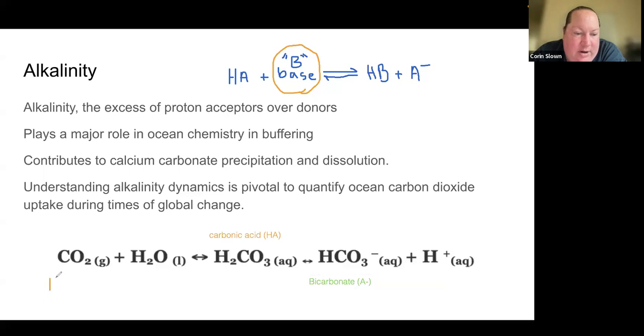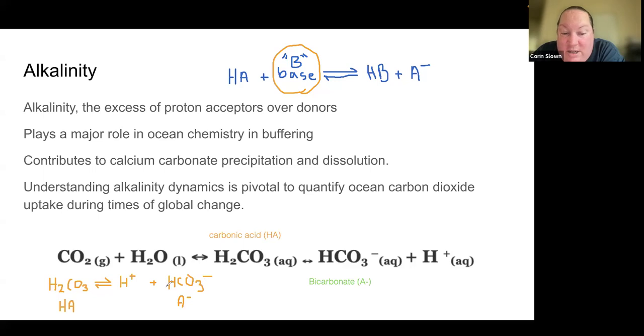So we have our H2CO3 that when it reacts is going to give up an acidic proton, so it's going to form H plus, and that H plus can be associated with any kind of base, plus HCO3 minus. So notice this is our HA, and this is our A minus.